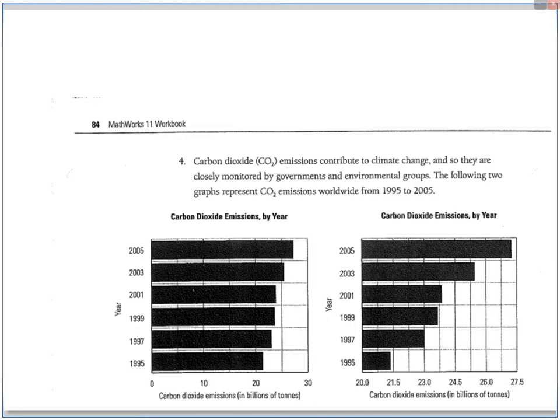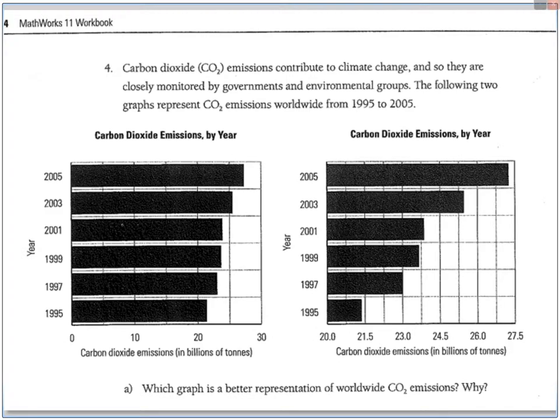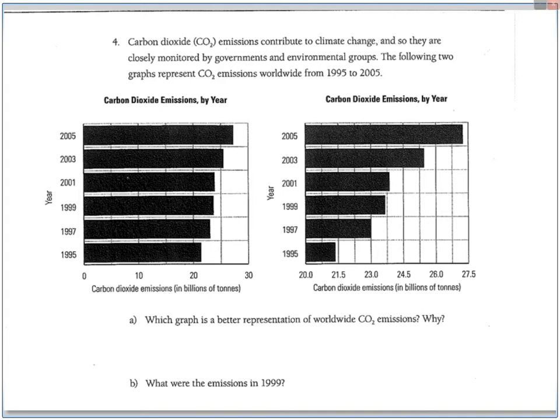Okay, what's next? We got some horizontal bar graphs about carbon dioxide emissions. So governments, environment, this is all stuff you guys should know about. This is a current issue in our globe. So what do they got here? Carbon dioxide emissions in the billions of tons based on the year. Which graph is better? It's the same stuff. What's the only thing that's different?